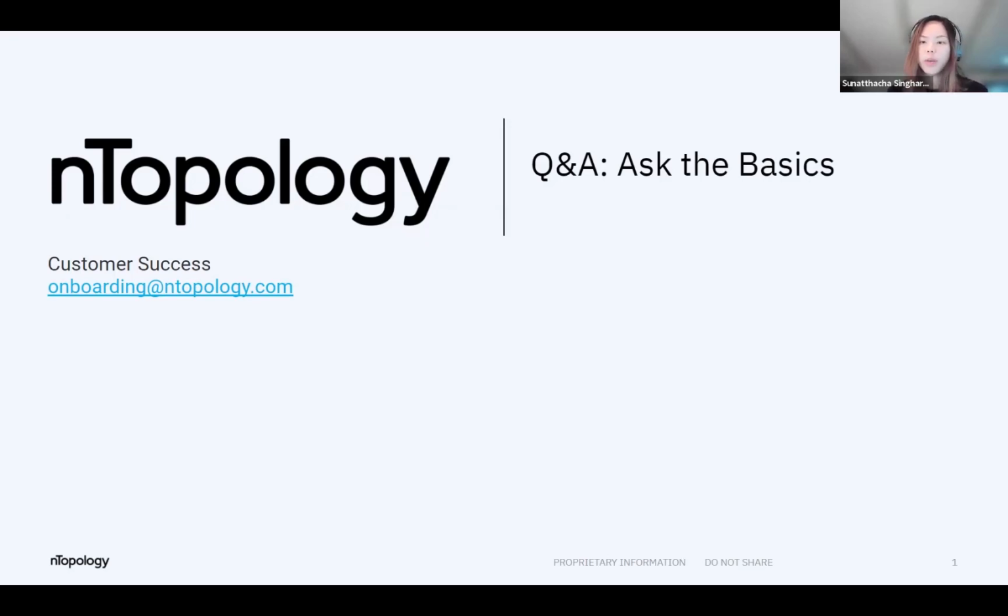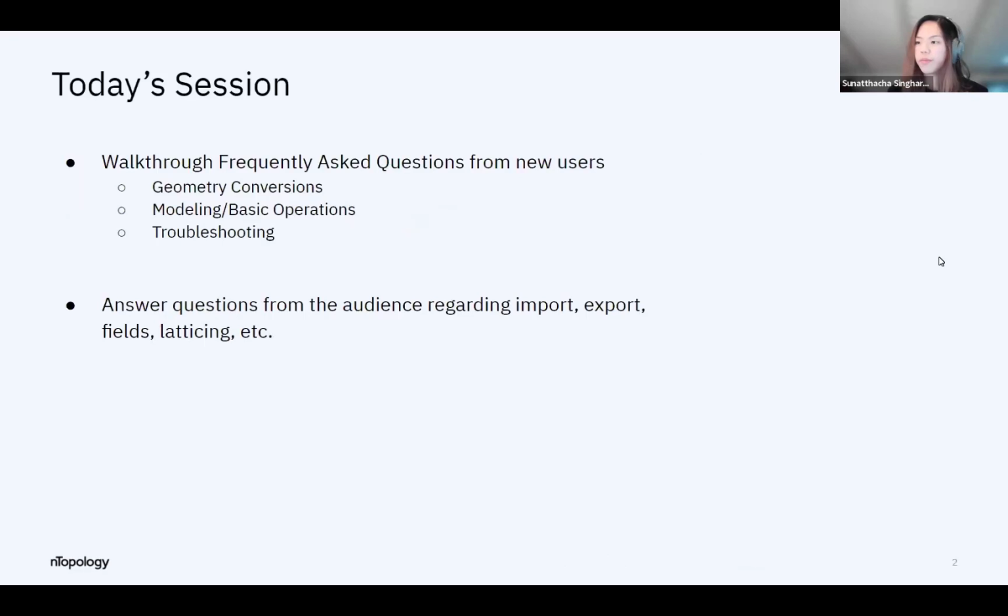To start off, we have prepared some questions in advance and categorized them into three topics on this next slide. These three topics are geometry conversions, modeling and basic operations, as well as troubleshooting. These will be the types of questions that you will typically be able to quickly find the answer to in the Help Center, which is our support site, or by contacting our support team. So at any point after this Q&A, if you have questions of similar nature come up during your nTop learning, feel free to check out those resources.